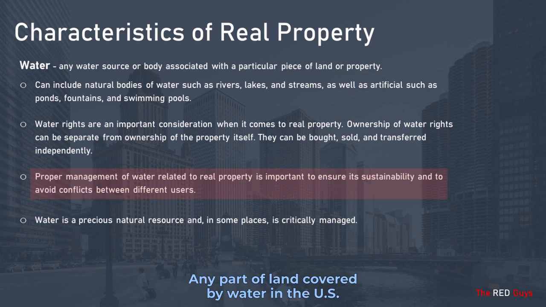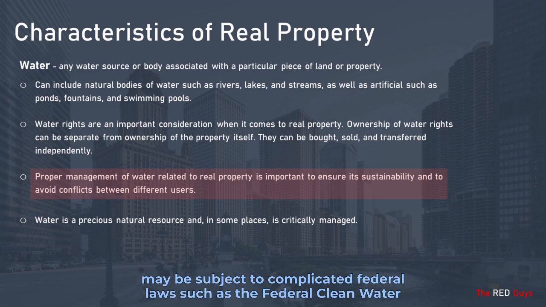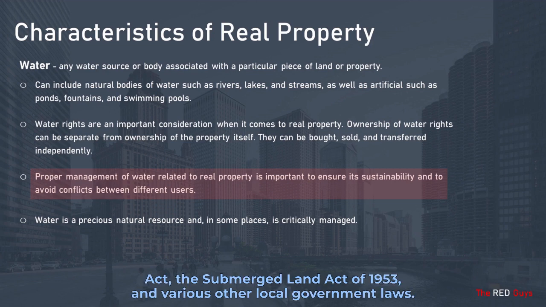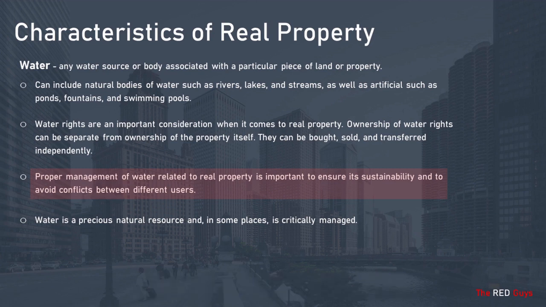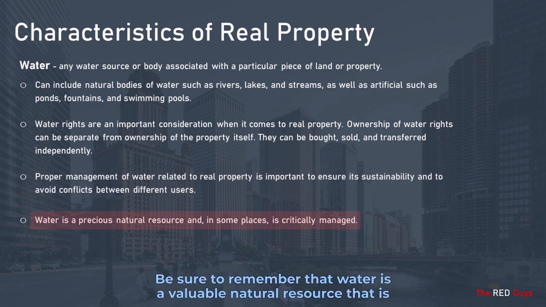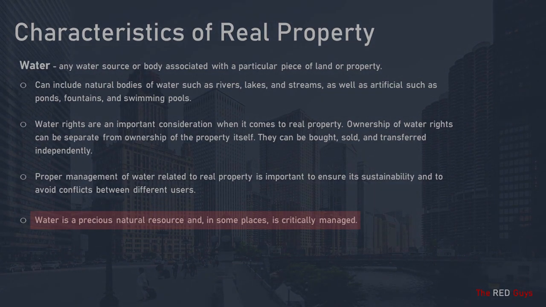Any part of land covered by water in the U.S. may be subject to complicated federal laws such as the Federal Clean Water Act, the Submerged Land Act of 1953, and various other local government laws. Be sure to remember that water is a valuable natural resource that is critically managed in many areas.